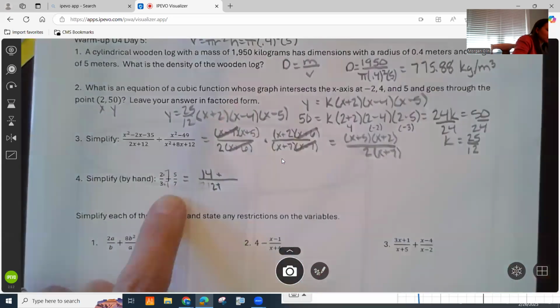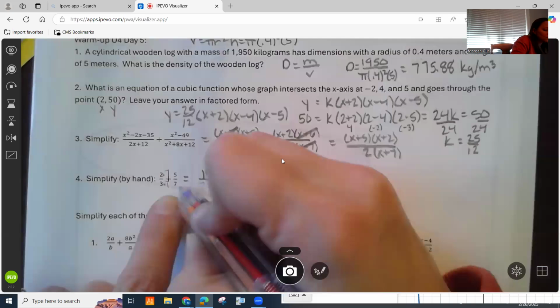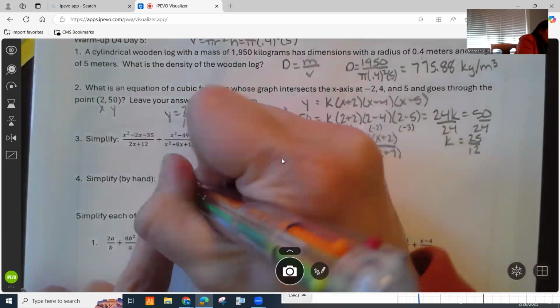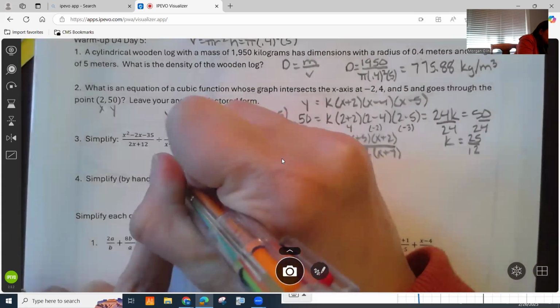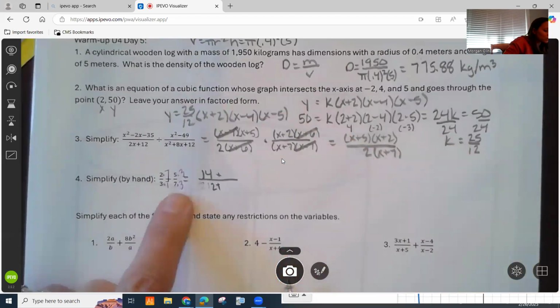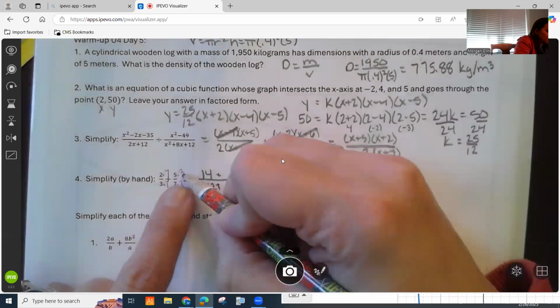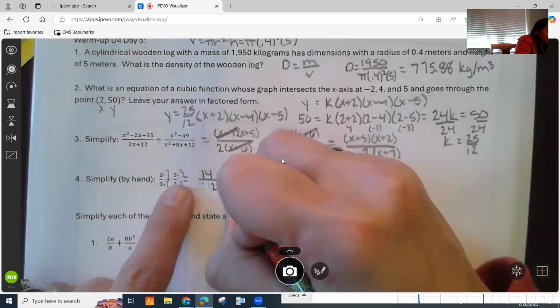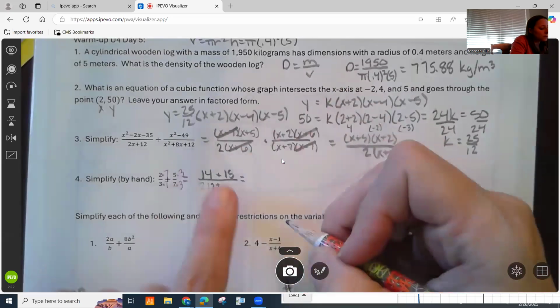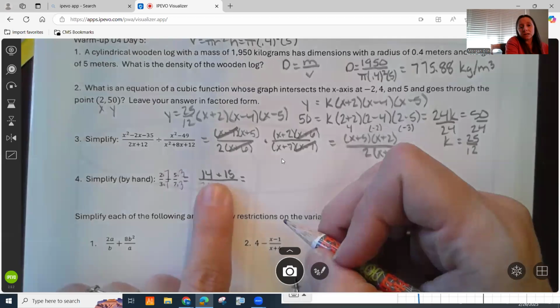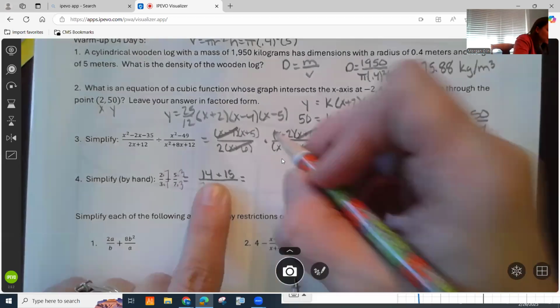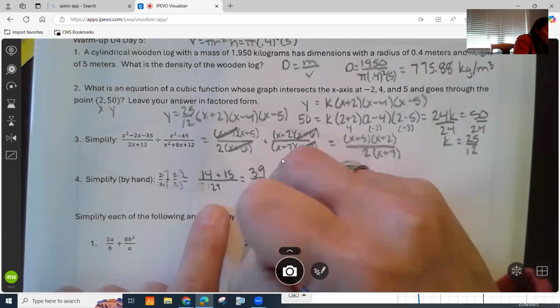And I'm going to do the same thing here. 7 times what gives me 21? All right, it's going to be 7 times 3, top and bottom. Well, that's 21, which I already have, but 5 times 3 is 15. And now remember, simplify the numerator. So 14 plus 15 is 39 over 21.